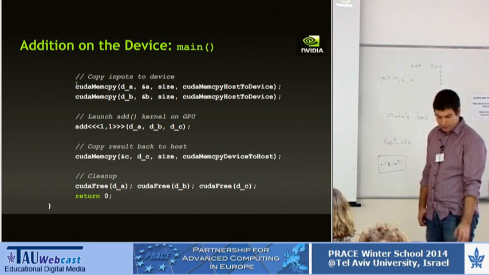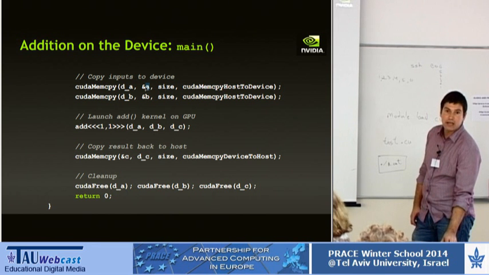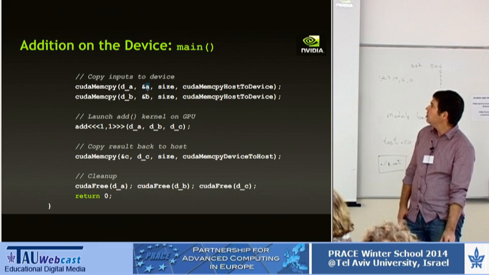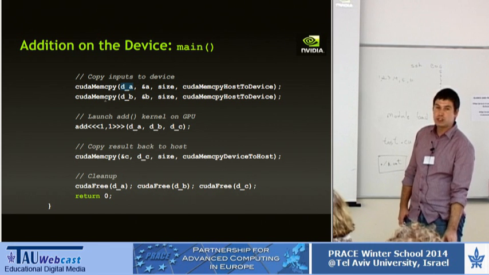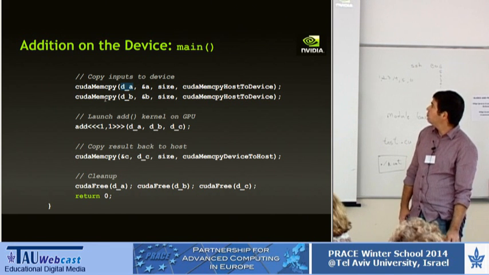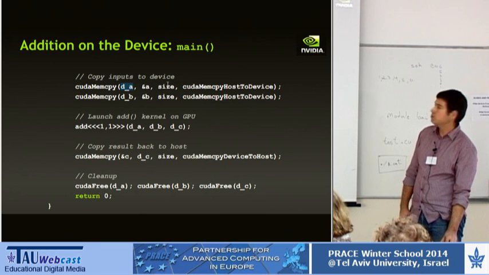Okay? So what we're doing here, let's look at the first line, is copying from A, which is a host variable, an integer on the host. We're copying to the device pointer that we just allocated. And this is a memcpy. And we're copying size bytes, which we initialized to sizeof float. And we're telling CUDA that it's a copy from a host pointer to a device pointer.